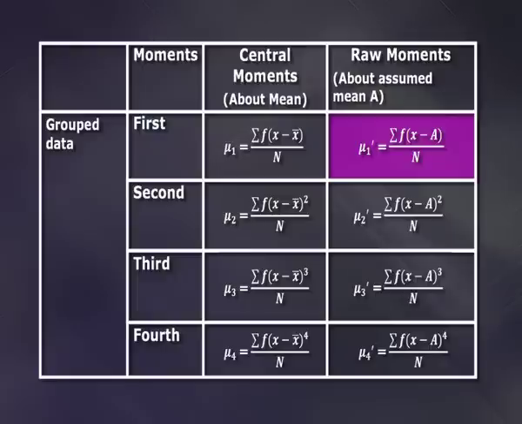Now we shall look at the first four raw moments for grouped data. The first raw moment mu 1 dash is equal to sigma f multiplied by x minus a upon n. The second raw moment mu 2 dash is equal to sigma f x minus a whole square upon n. The third raw moment mu 3 dash is equal to sigma f x minus a whole cube upon n. And the fourth raw moment is equal to sigma f multiplied by x minus a whole raised to 4 upon n. We should consider n here as the total of frequencies.